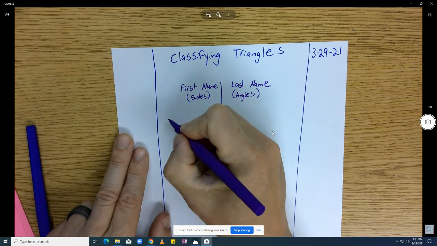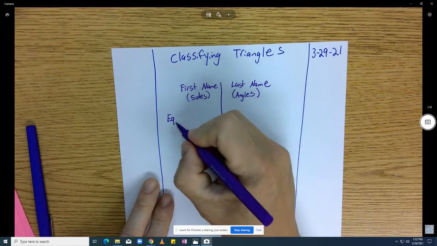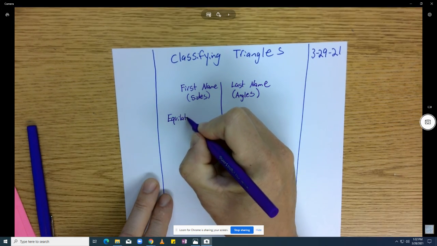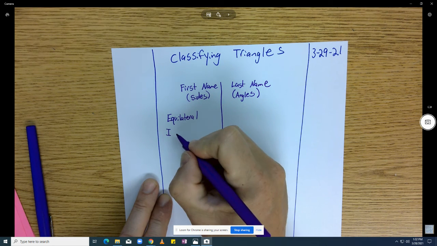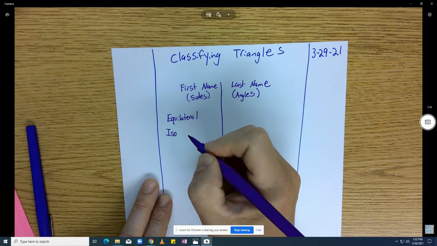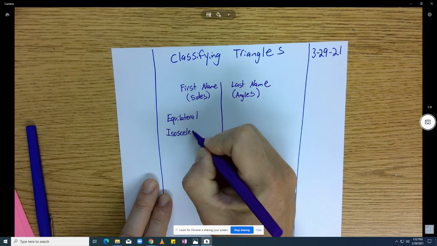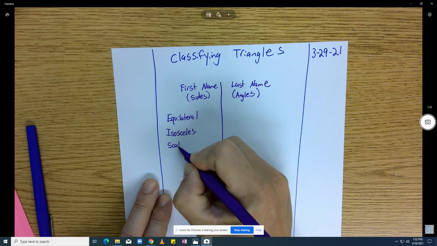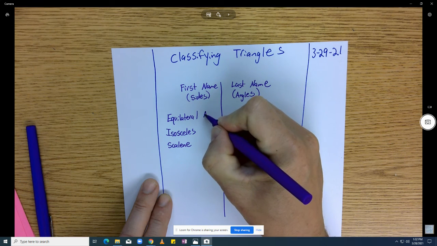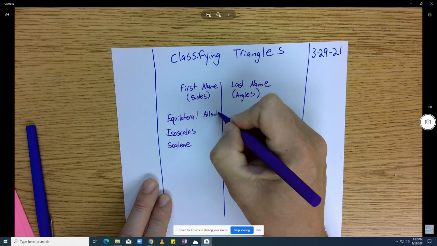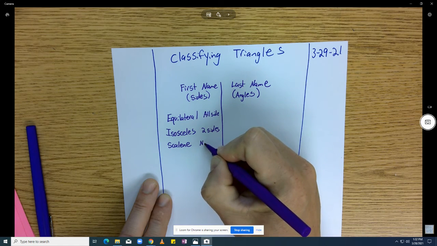All right, so our three choices are equilateral, isosceles, and I never know how to spell that. Yes, I am looking over there on how to spell it. Isosceles, okay, and scalene. So this would be all sides equal, two sides equal, no sides equal.